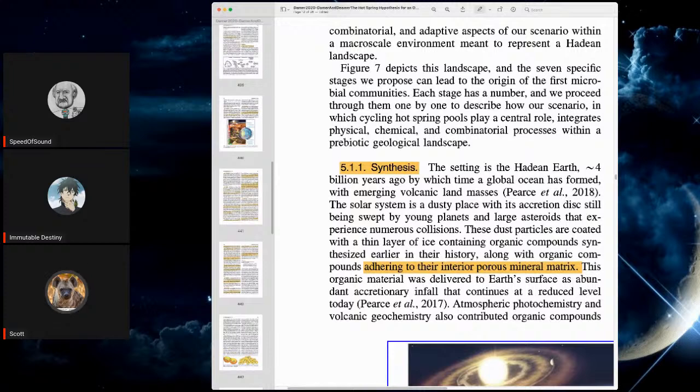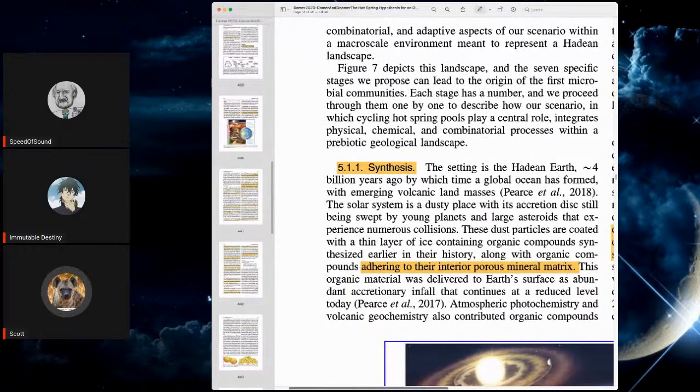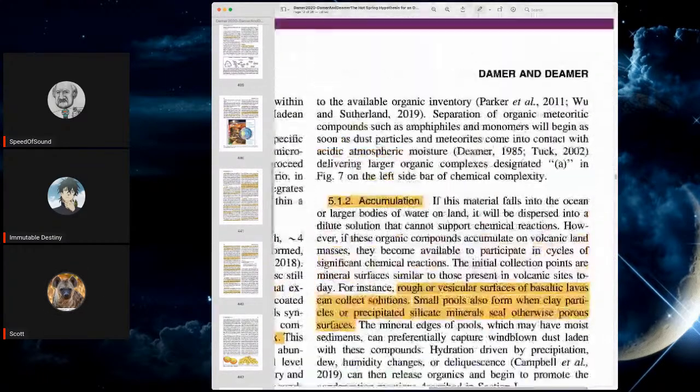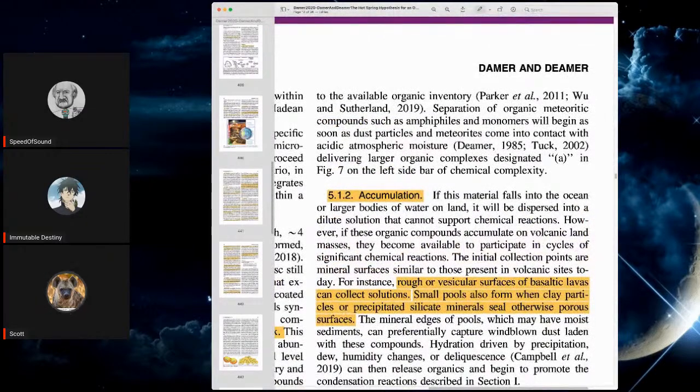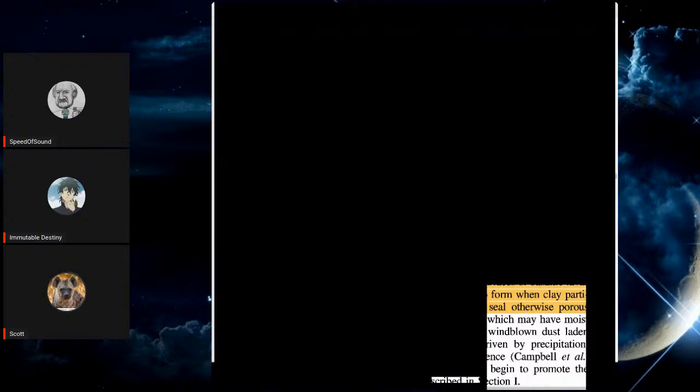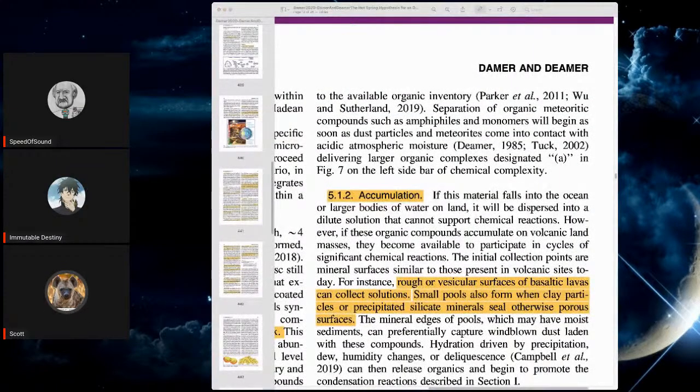Atmospheric photochemistry and volcanic geochemistry also contributed organic compounds to the available organic inventory, Wu and Sutherland, 2019. Separation of organic meteoric compounds such as amphiphiles and monomers will begin as soon as dust particles and meteorites come into contact with acidic atmospheric moisture, delivering larger organic complexes designated A in figure 7 on the left side of the bar of chemical complexity.